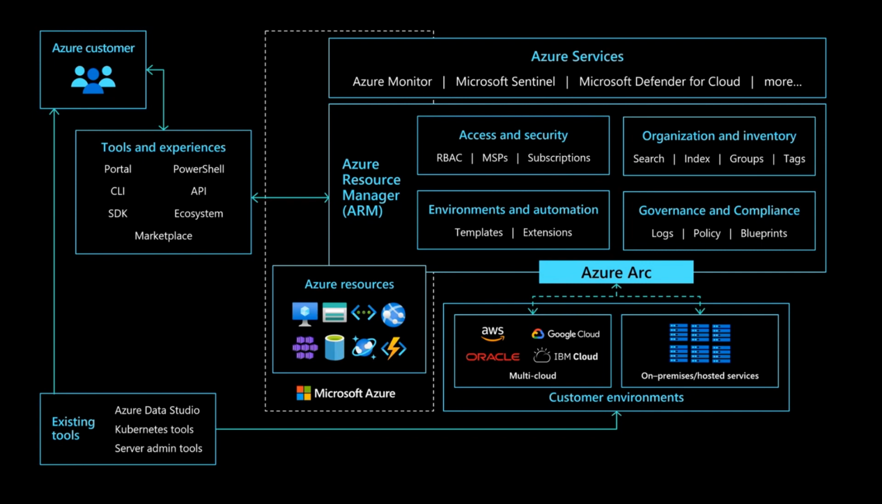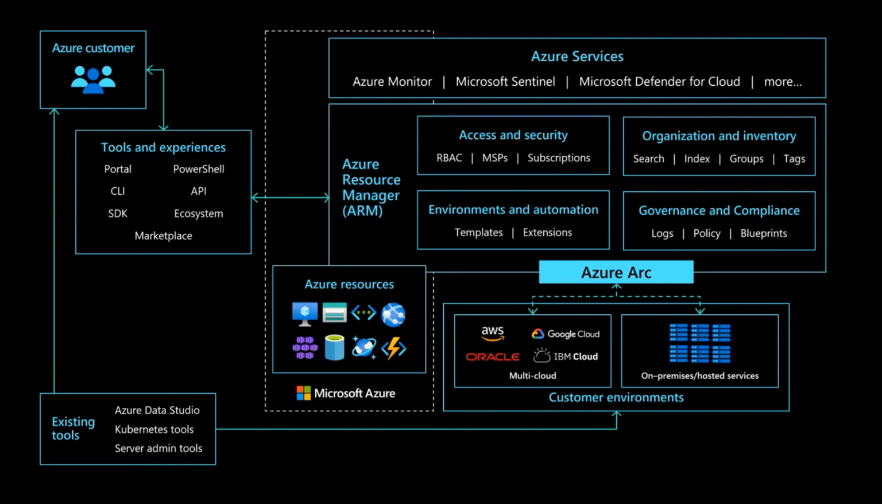So being able to search, index, group on, tag that hybrid infrastructure so that you can identify it as belonging to a business unit or a specific application or something like that, right? All that's something that you can do with Azure Arc. The ability to build environments and automate some of these capabilities through templates and extensions is something else that's very cool and specific to Azure Arc and the connected agent extension framework that's applied.